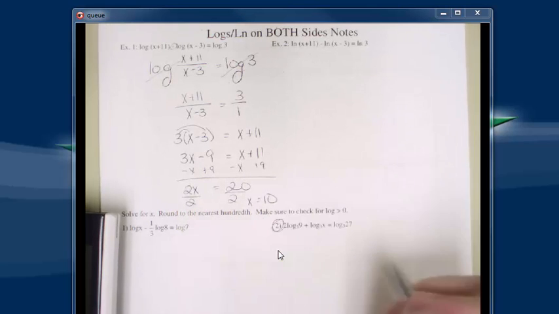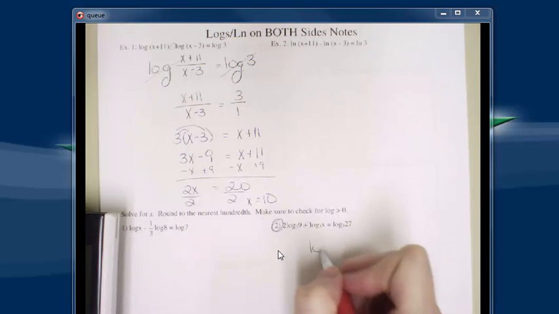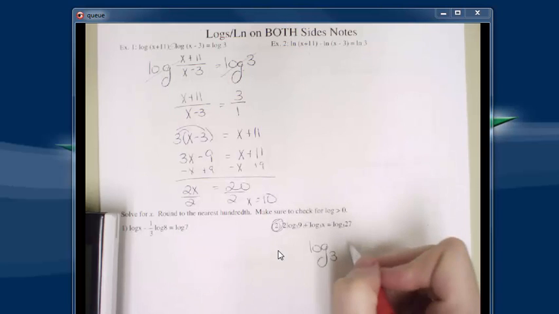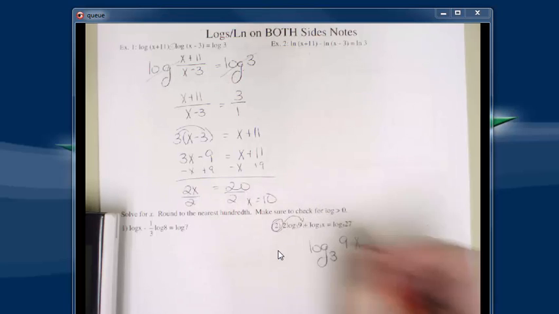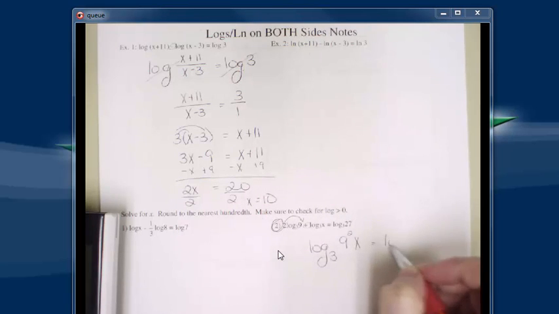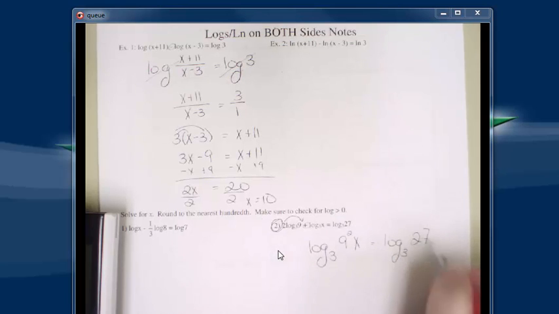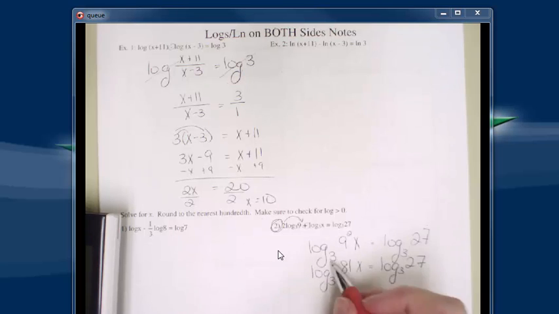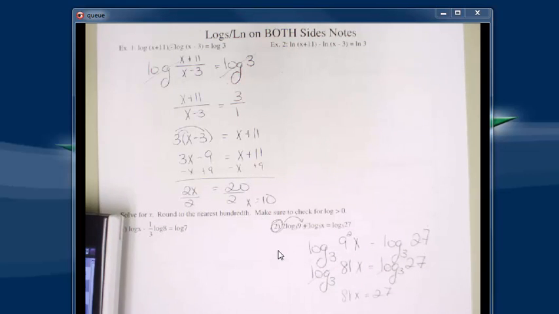Let's do number 2. So the plus means I'm going to multiply. So it'll be 9 times x. The 2 in front is the exponent. So 9 squared is 81. Now log base 3 on both sides, cross them. 81x equals 27. Divide by the 81, x is 1/3.